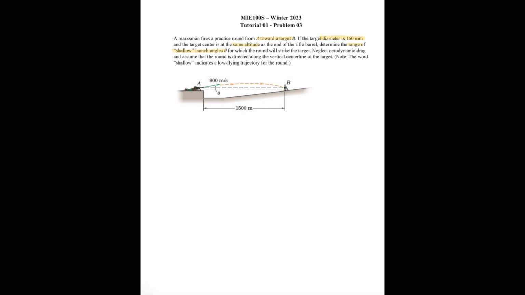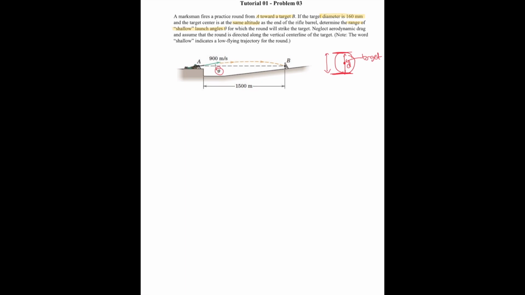Now, this problem might sound complicated at first, but let's just try to dissect it. Now, we know that this is going to be our target. Let me draw a proper circle. And this is the diameter of the target. Now, we want the person to shoot at the center. However, there's a range of angles theta where he can shoot anywhere on the target from here to here.